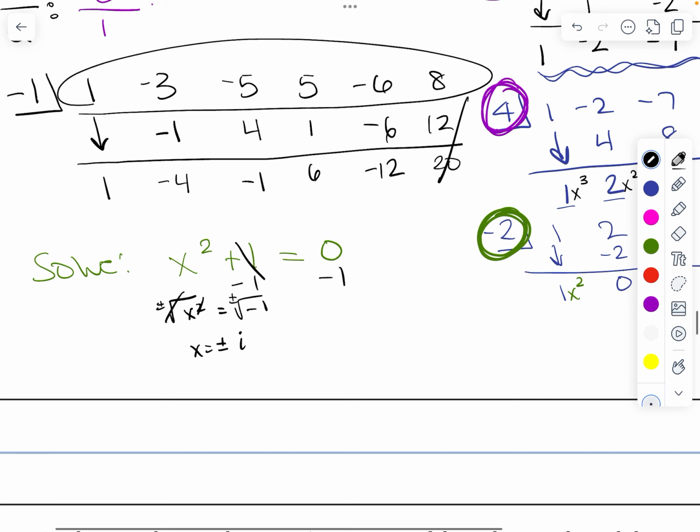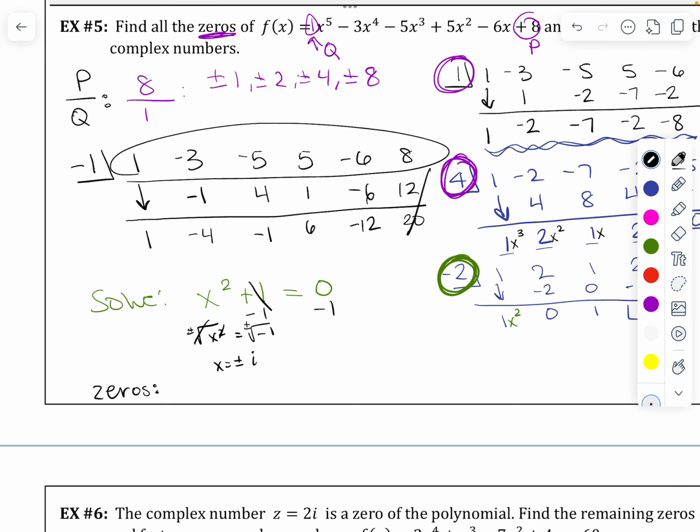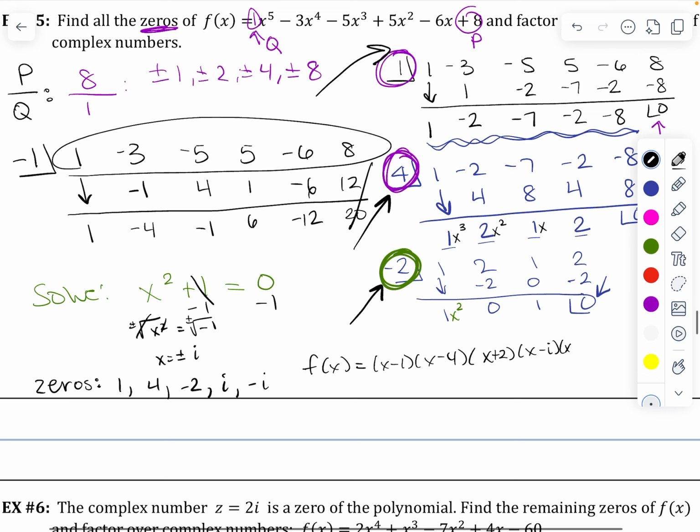So what are all of our zeros? Our zeros we just found are at 1, 4, -2, and then we have positive i and negative i. So those are our zeros. If we wanted to put them in factored form, our factored form, remember, is going to look like this, where we put in x minus 1, x minus 4, x minus -2, which will be a positive 2, x minus i, and x plus i as well.